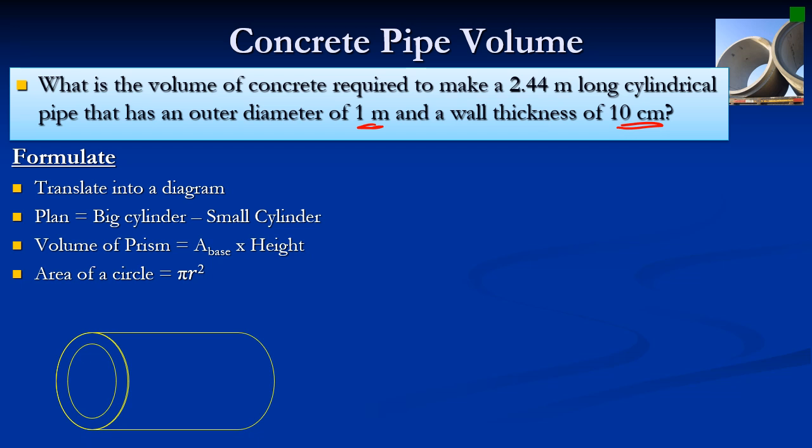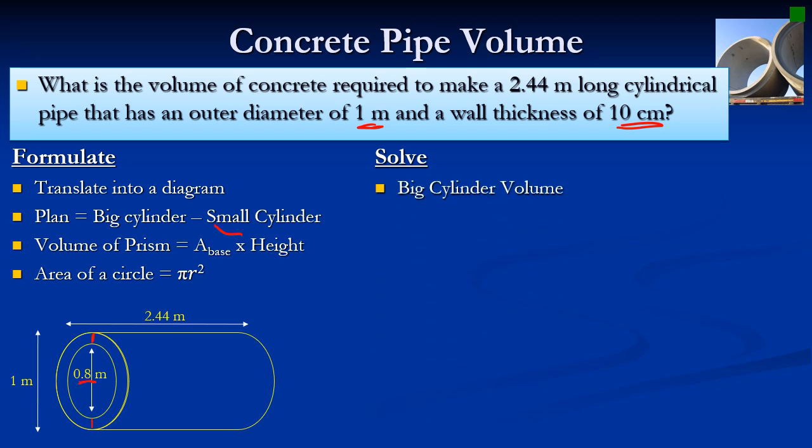So when we draw a diagram, we're going to try and translate that, and you can see here that it's 2.44 meters long, it's a meter high. The inner cylinder has a height of 0.8 meters, because that's 0.1 of a meter there, and that's 0.1 of a meter there. So that means we're left with 0.8.